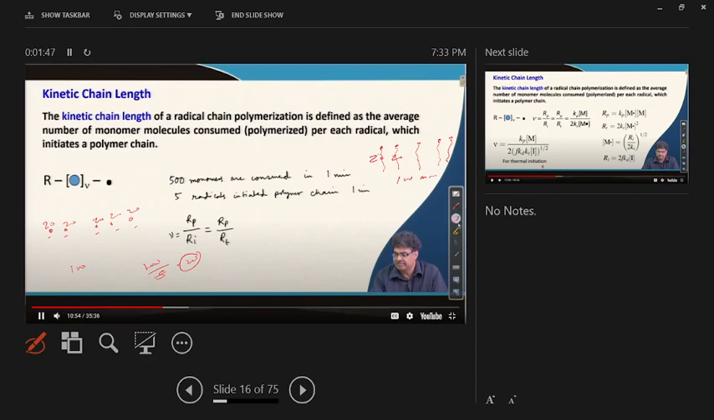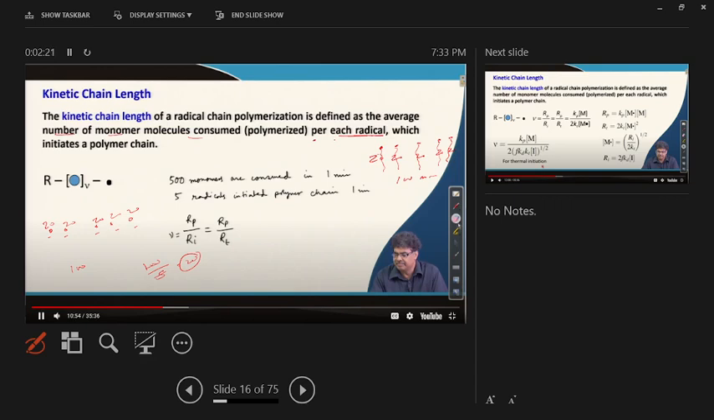Okay, so each chain will be 20 monomers. So we define this thing as the kinetic chain length, meaning how many monomers each radical is able to collect. In simple language, the kinetic chain length of radical chain polymerization is defined as the average number of monomer molecules consumed by each radical. So, how many molecules is each radical taking?